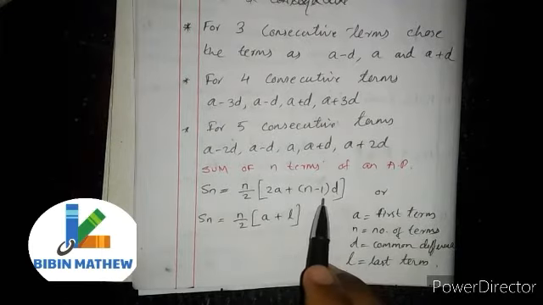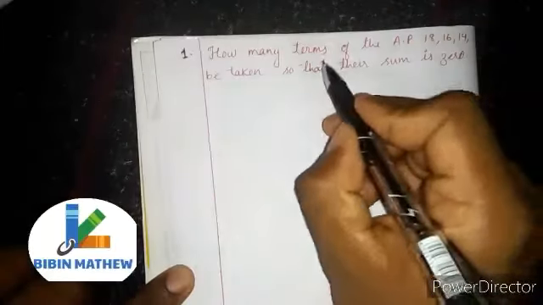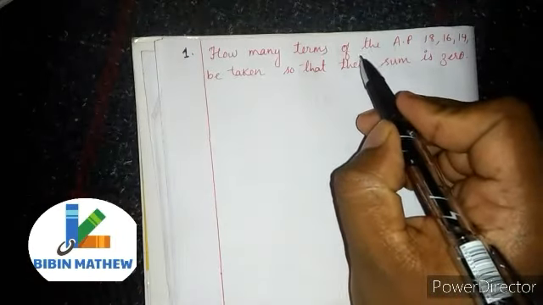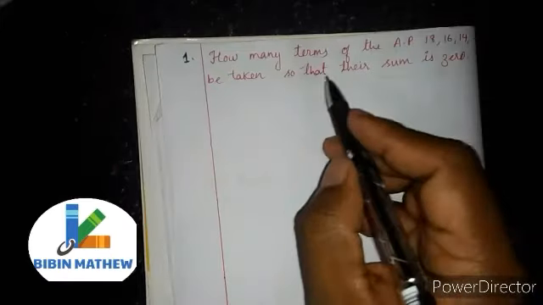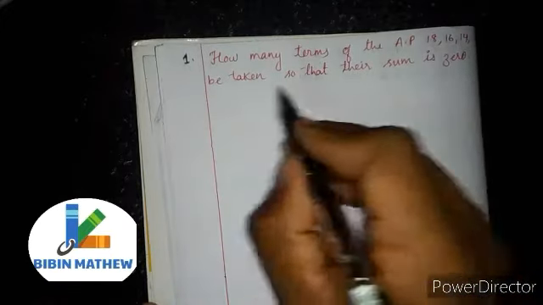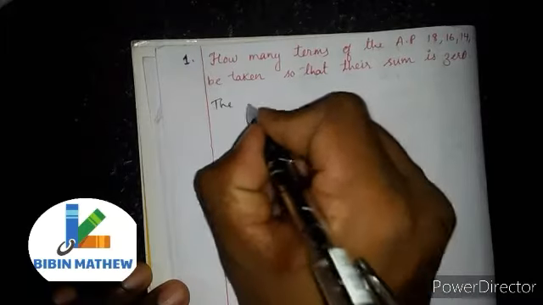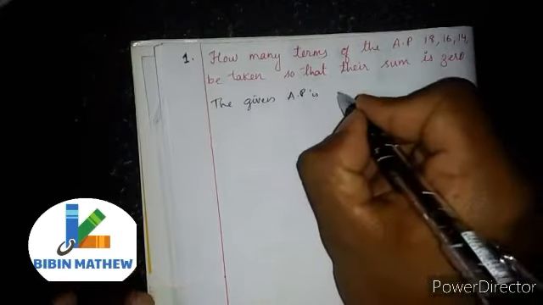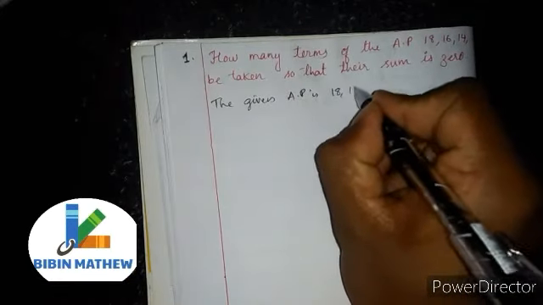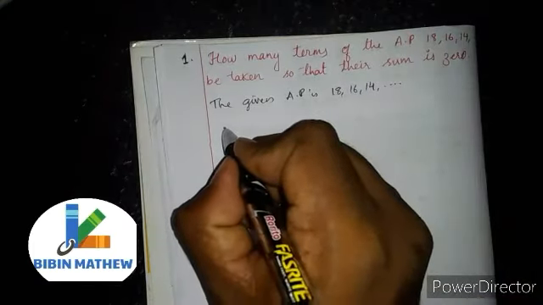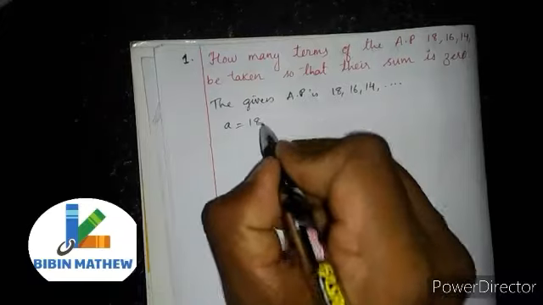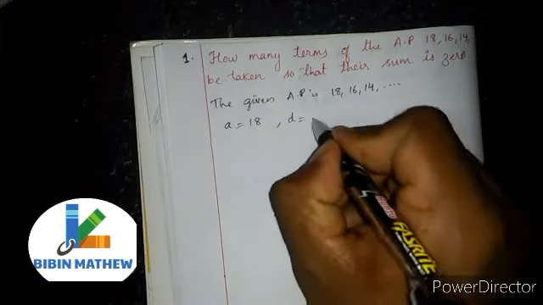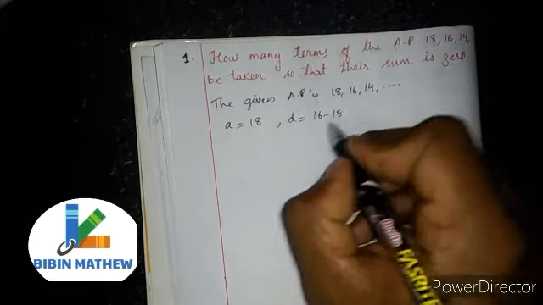Okay, here goes the first question before you. How many terms of an AP, and the AP is given there, are to be taken so that the sum is 0? So the sum should be 0. So what is given? First of all, we will write the given AP. What is the given AP here? 18, 16, 14, etc. It is a decreasing AP. So a is equal to 18 here. d is equal to, we know, T2 minus T1. So here it is 16 minus 18, and that is minus 2.